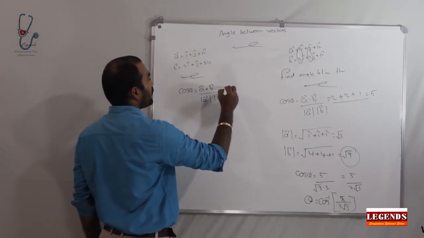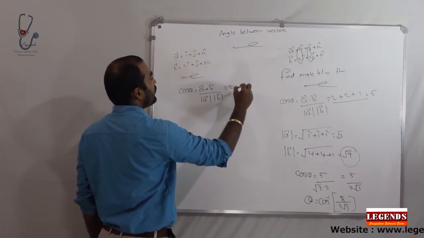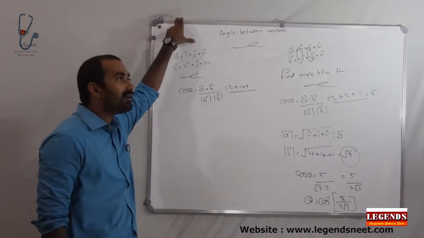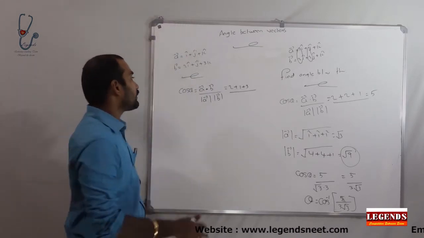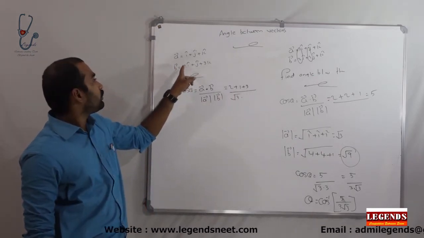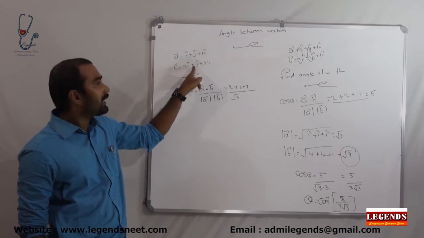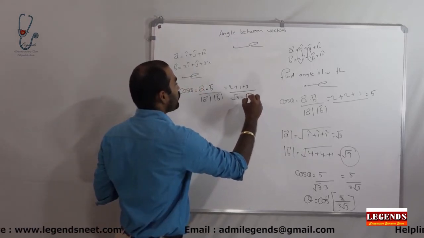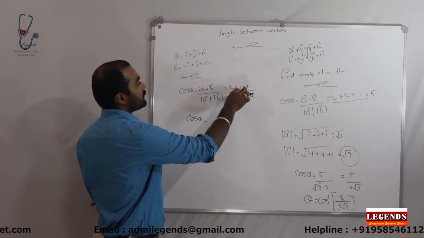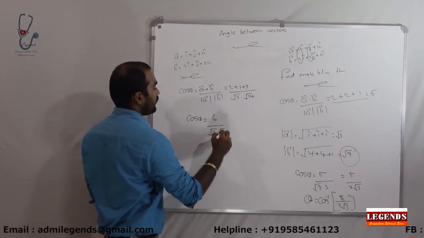How can we find the a dot b product? Take the product: 1 into 2 is 2. Again 1 into 1 is 1. 1 into 3 is 3. Magnitude of the first vector i plus j plus k is root of 1 square plus 1 square plus 1 square, that is root 3. The second one is root of 2 square plus 1 square plus 3 square. 3 square is 9, 9 plus 1 is 10, 10 plus 4 is 14, root 14. Therefore, cos theta is equal to 2 plus 1 is 3, 3 plus 3 is 6, 6 divided by root 3 into root 14.